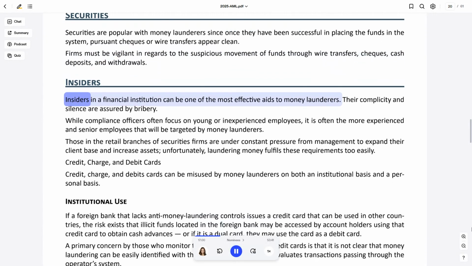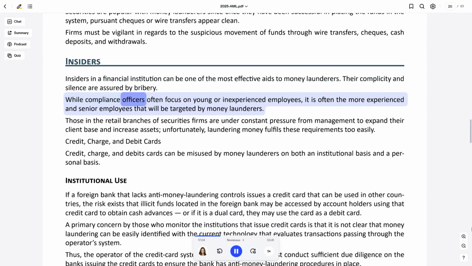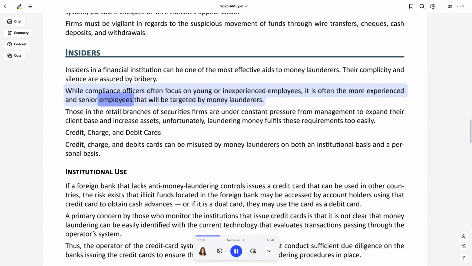Insiders. Insiders in a financial institution can be one of the most effective aids to money launderers. Their complicity and silence are assured by bribery. While compliance officers often focus on young or inexperienced employees, it is often the more experienced and senior employees that will be targeted by money launderers.